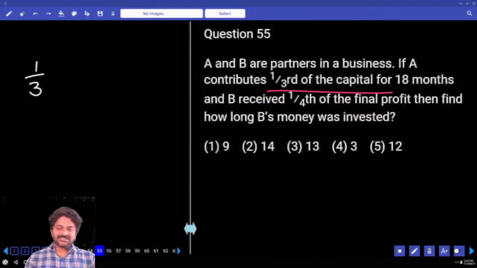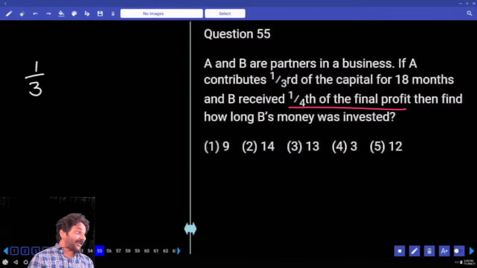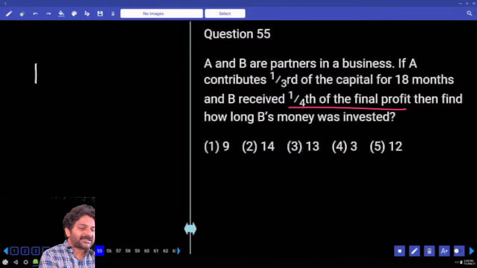1/4. B receives 1/4 profit. There are only two partners. If 1/3 is invested by A, the remaining is invested by B. How much is remaining? 2/3. Can I say their investments are in the ratio 1:2? So A's investment 1, B's investment 2. Can I do like that?